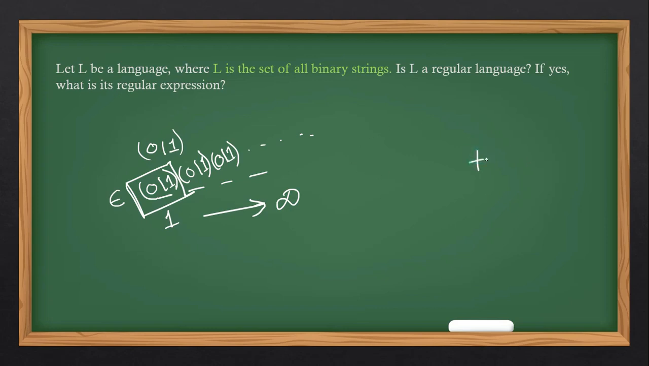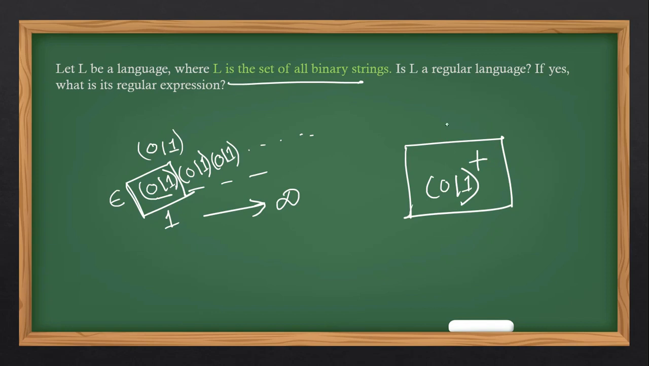So I'm taking a positive closure of what? This term, 0 or 1. So I'm saying that I will take a 0 or a 1 as many times as I want, starting from 1 and ending with infinite. So this is the expression of this language. And as we have a regular expression for this language, we can say that the language is regular. Now, does that make sense? I hope it does. Let's move on.